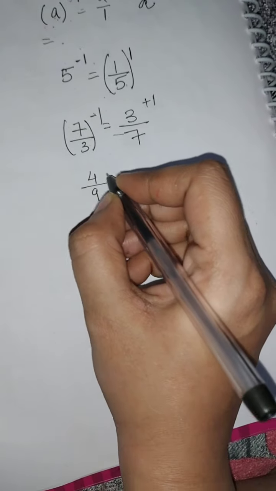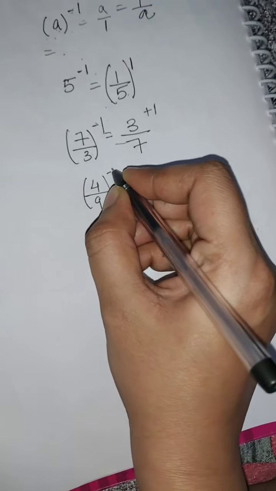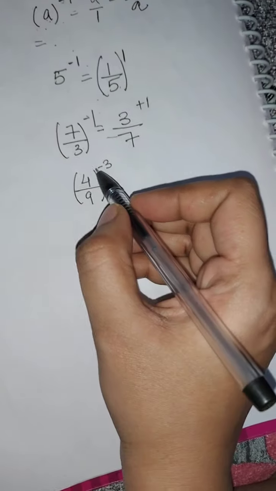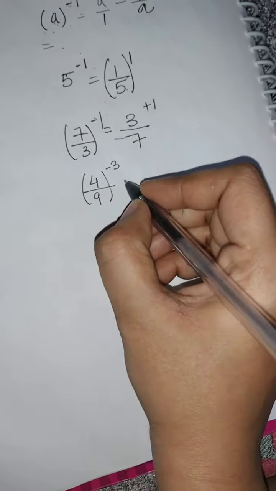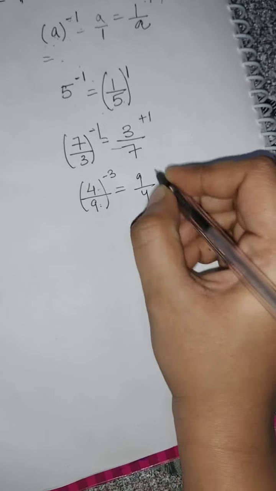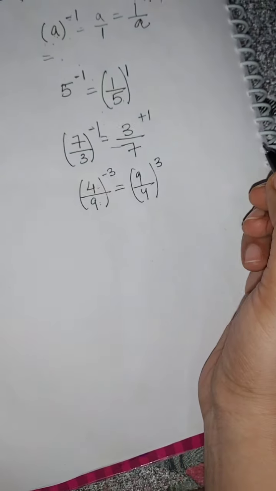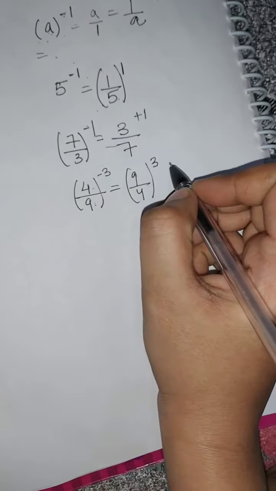Okay, let's take one more example. 4 upon 9 given with -3 power. अब -3 हम नहीं सॉल्व कर पाएंगे जब तक ये प्लस नहीं हो जाता. So प्लस बनाने के लिए हम इसका रेसिप्रोकल करेंगे. 4 upon 9 will become 9 upon 4 to the power 3. Okay, this negative will now become positive.